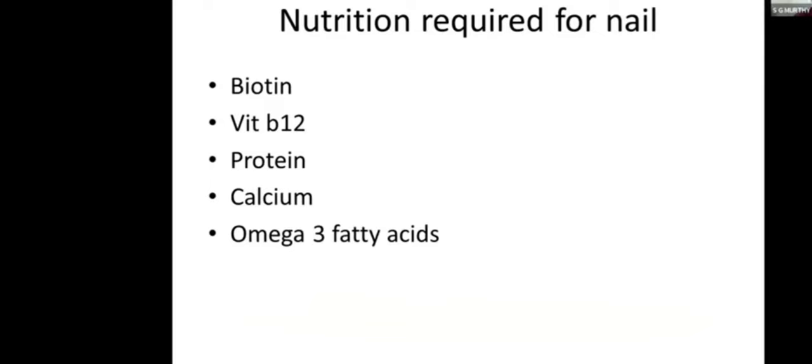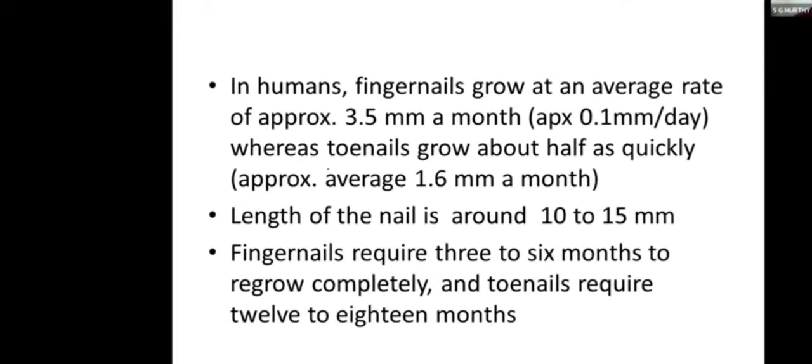What is the nutrition required for the nail? I've just mentioned here because last time we had full topic on nutrition and skin. So what is required for the nail? Biotin is required, vitamin B12 is required, protein, calcium and omega-3 fatty acids. These are the things which are required for a healthy nail. This is the nutrition for the healthy nail. And so this is also very important.